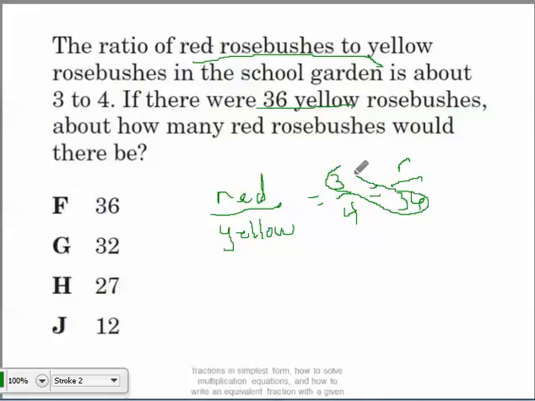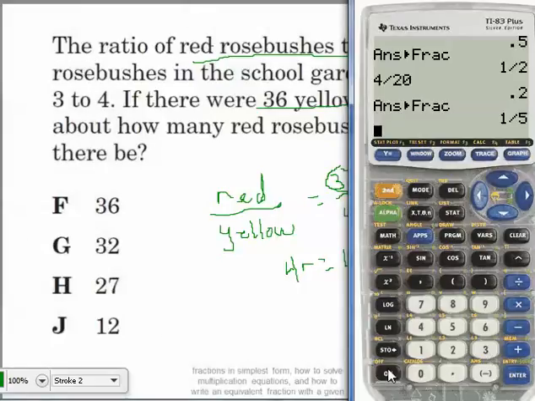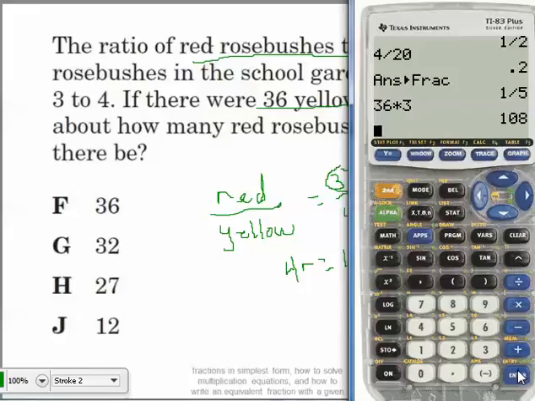36 times 3, I believe you called this butterfly method in some places. I call it cross multiplication. 4r is equal to 108. Oops, I need to check that math because I just don't have any confidence in my mathematical ability here. So let's see here. 36 times 3 is 108.